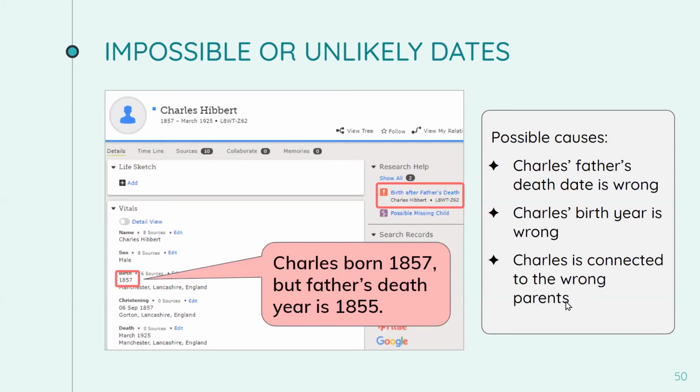So what if the current dad really did die in 1855, but Charles needs to be moved to another family? His dad's name's Samuel, by the way. So he needs to be moved to another Samuel Hibbert who actually did die later, after Charles was born. So any of those causes could be the reason that this error happened, and we don't know until we dig a little bit further into the records.